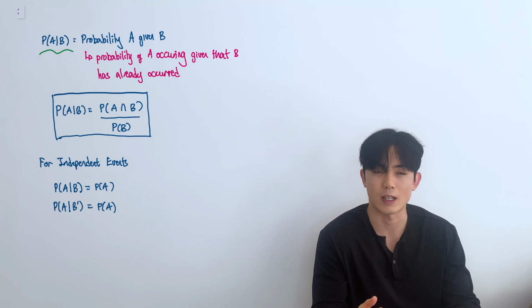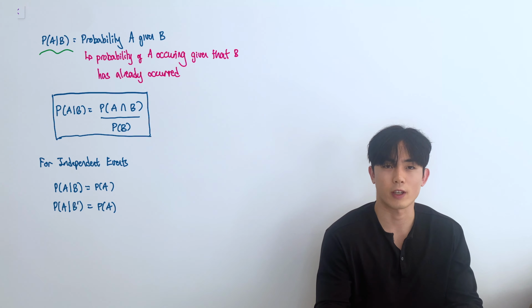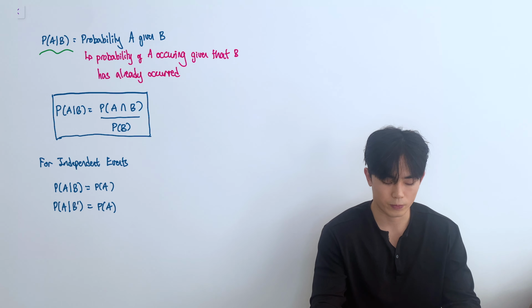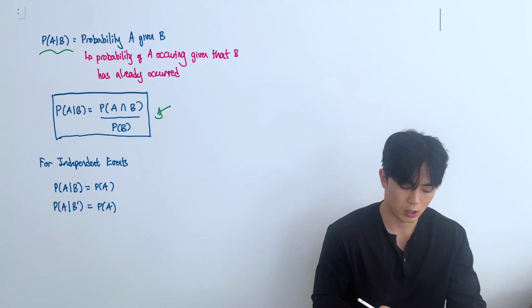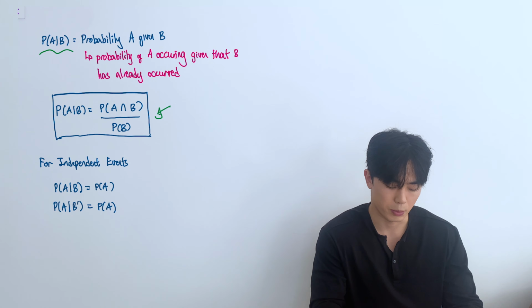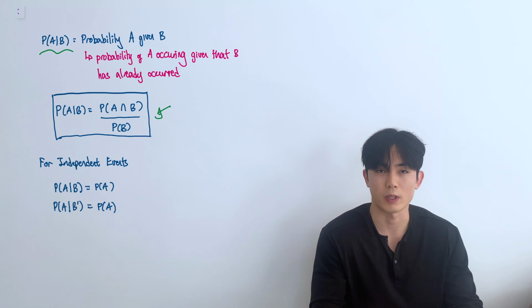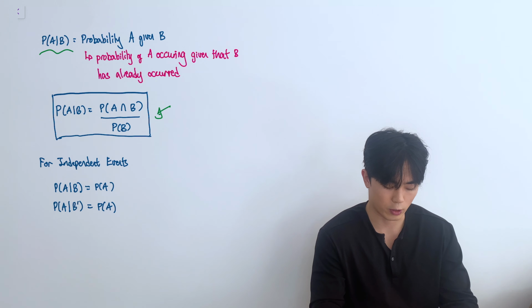So that's the condition, right? B occurring is the condition. And then we're looking at what's the probability of A occurring after that. If we were asked to find this value, then we have this equation here. The probability of A given B is the probability of A and B over the probability of B. So that's how you go about finding this value.